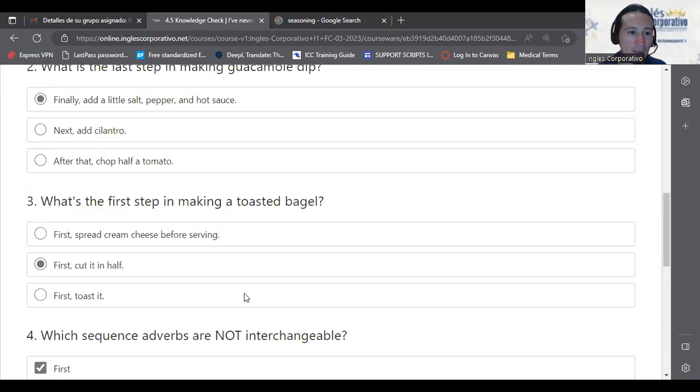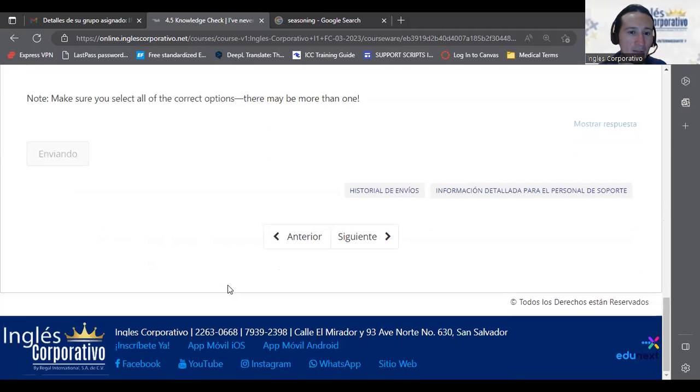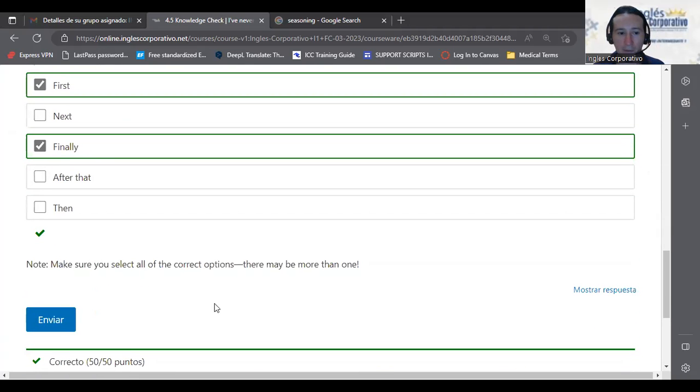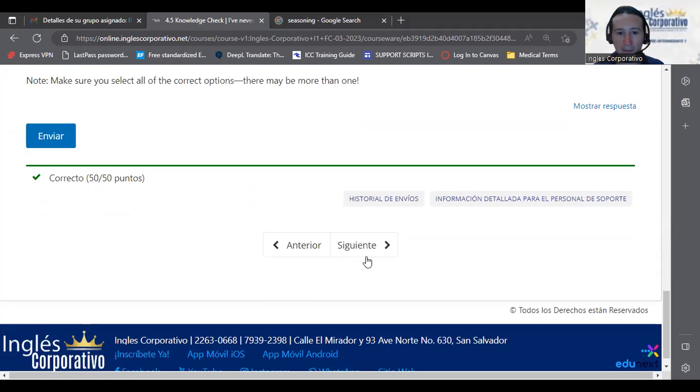Yo creo que todas las contestamos. Ese estaba bien sencillo, ¿verdad? Ahí está. Ok, 50. Vamos a ver. Entonces, vamos a avanzar.